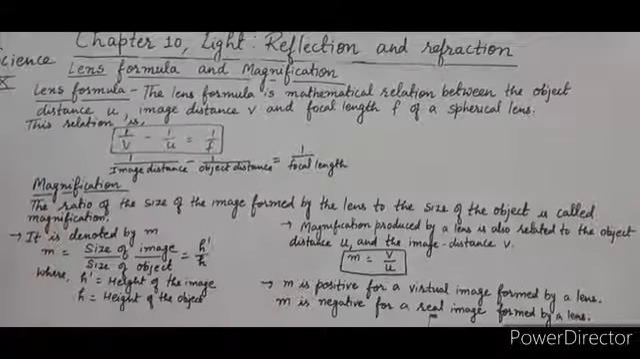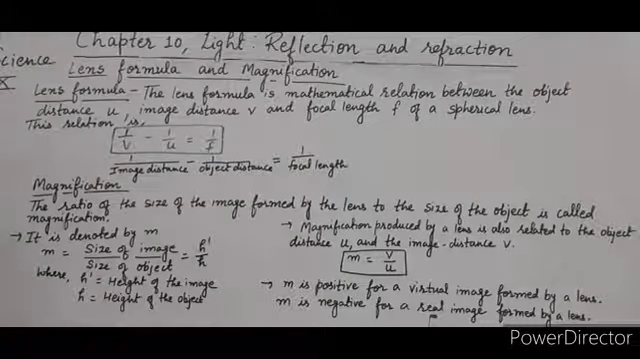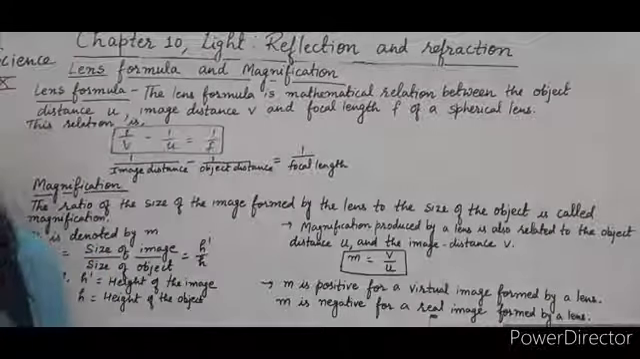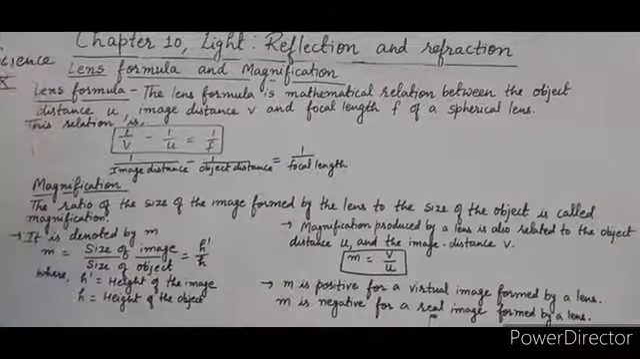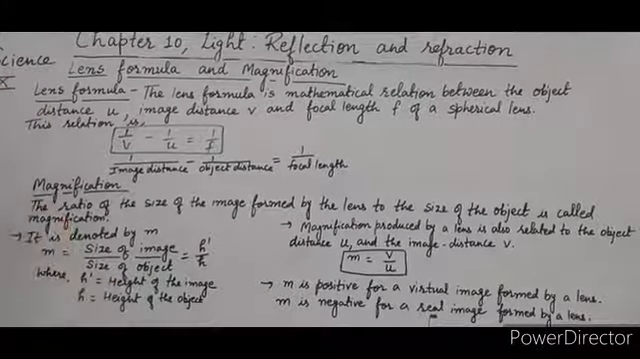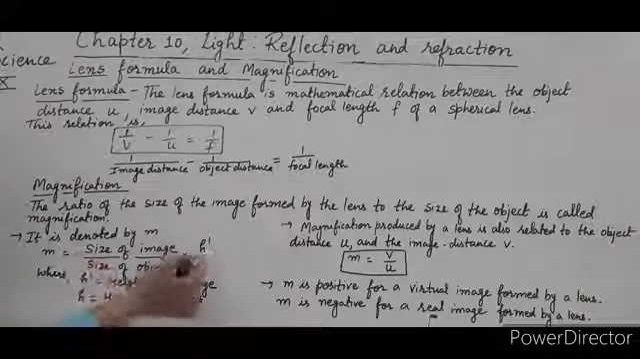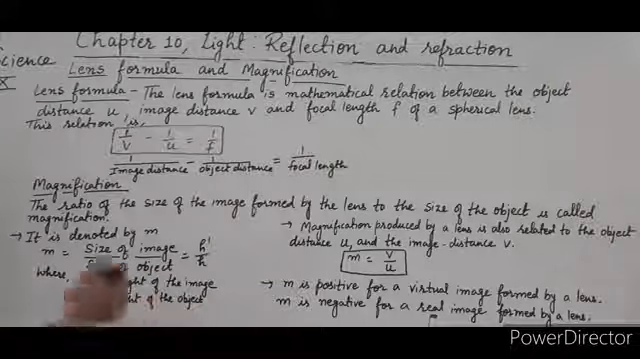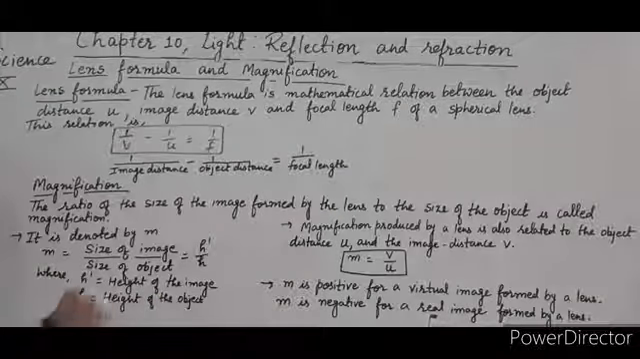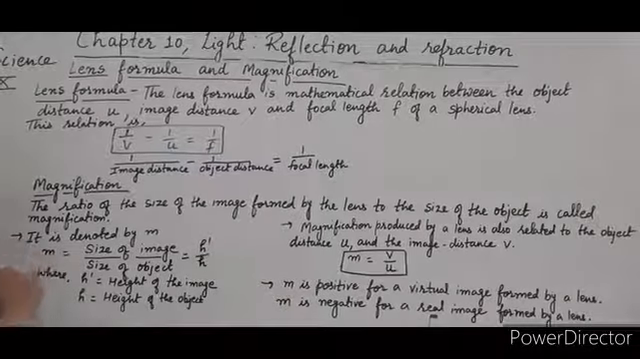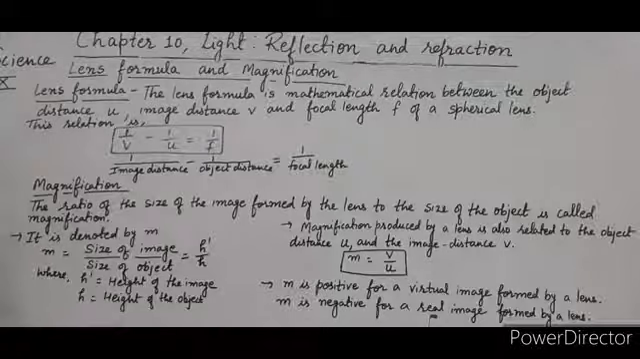The ratio of the size of the image formed by the lens to the size of the object is called magnification. It is denoted by small m. So small m is equal to the size of the image divided by the size of the object, h dash upon h, where h dash is the height of the image, size means height, and h is the height of the object. So the formula for magnification is m equal to h dash upon h.